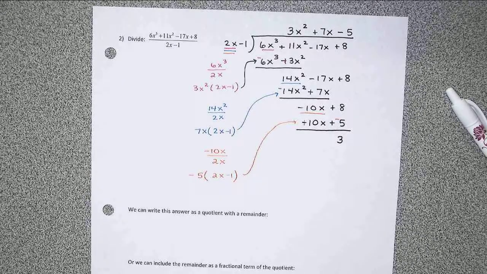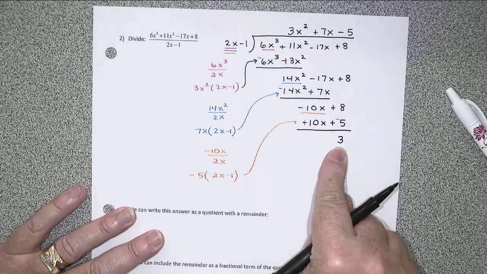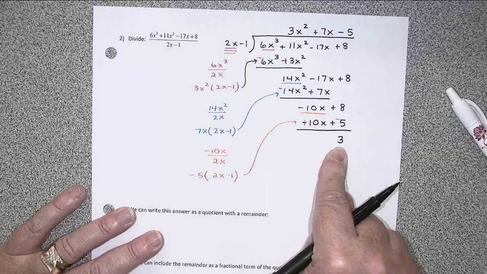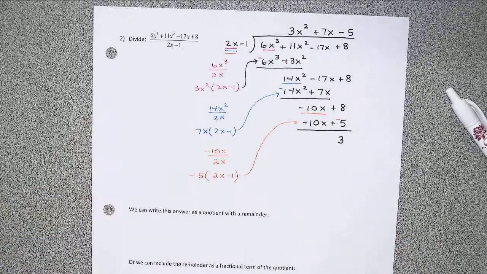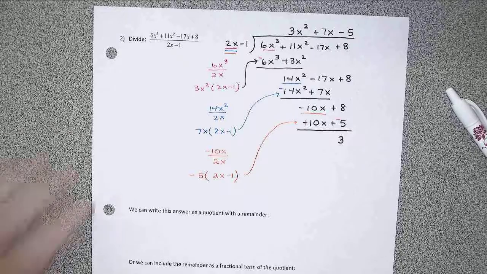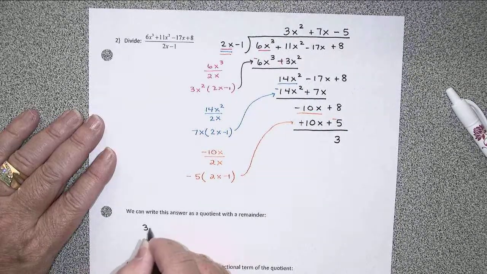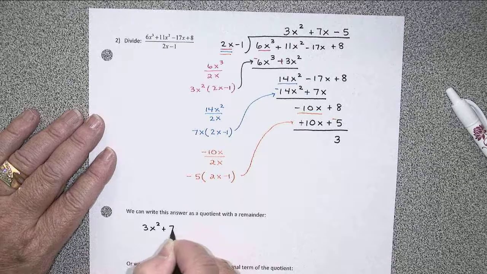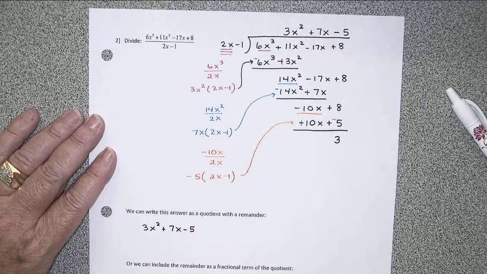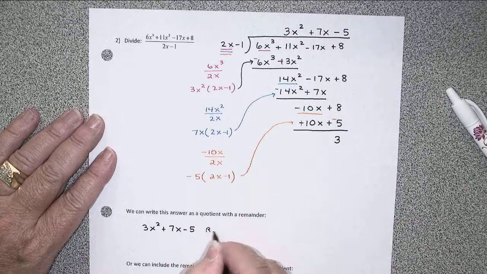We know we're finished dividing at this point because 3 is just a constant, which has a lower power than 2x to the first. So I know I must be finished. I could write this answer as the quotient, 3x squared plus 7x minus 5, with remainder 3.